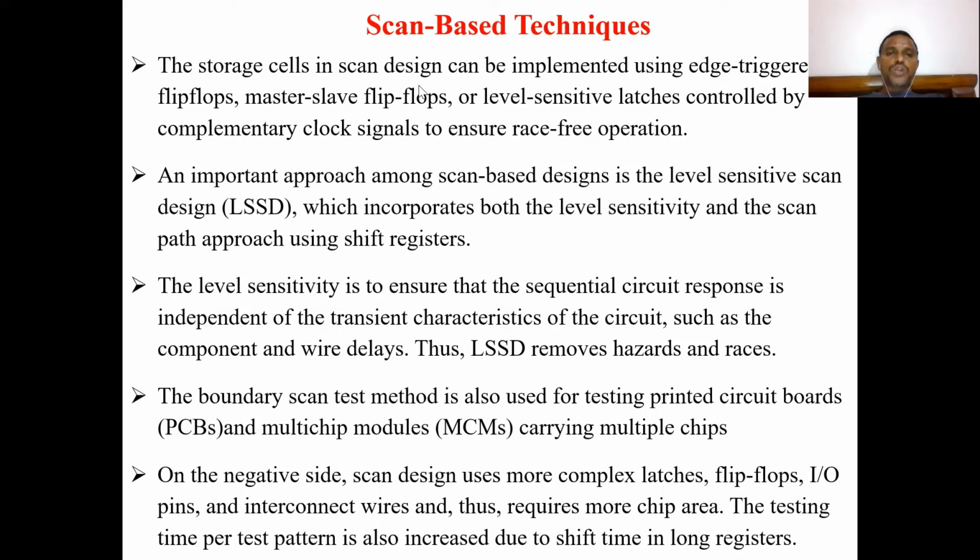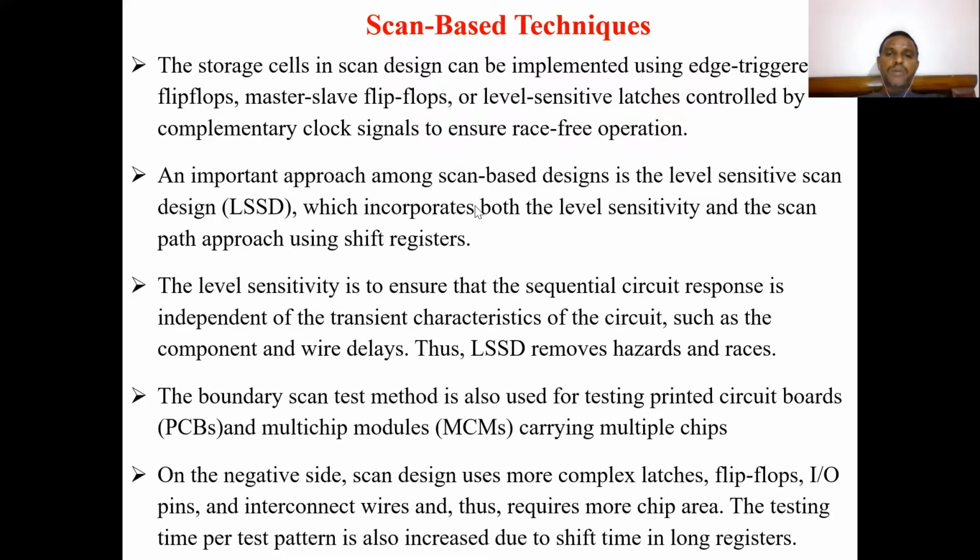Here, the storage cells in the scan design can be implemented by using what? Edge-triggered flip-flops. Master-slave flip-flops or level-sensitive latches controlled by the complementary clock signal can also be used. Already I told that edge-triggered flip-flops, master-slave flip-flops, or level-sensitive latches can be used as the storage cells. The sequential circuit consists of storage cells, and the storage cells are of these types.